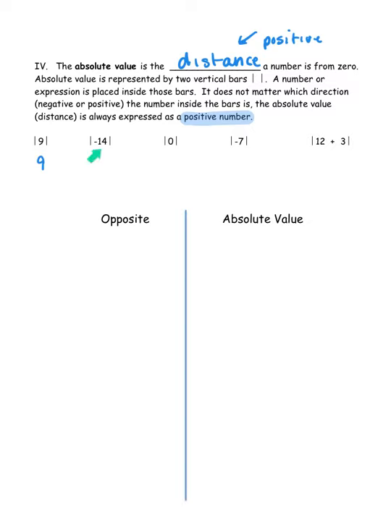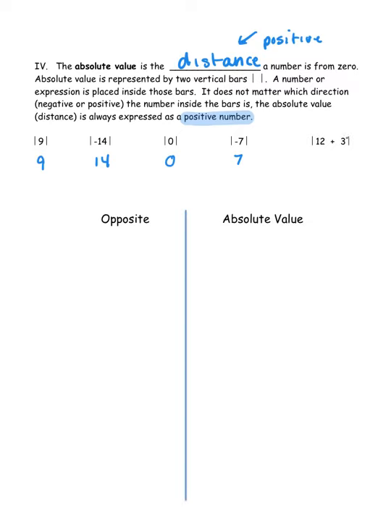The next number, the absolute value of -14, well, once again, that is just 14 units or moves away from 0. Again, order doesn't matter. The absolute value of 0, well, it doesn't move off 0, so it's just 0. The absolute value, the distance -7 is away from 0, would be 7 units or 7 moves.